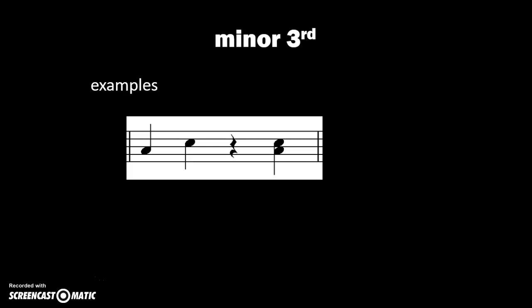On the staff, you'll notice that a third will be from one space to the next space above it, or if it started on a line, you'd go up to the next line as well. So here's A to C, again as a minor third. I will now play that on the keyboard.